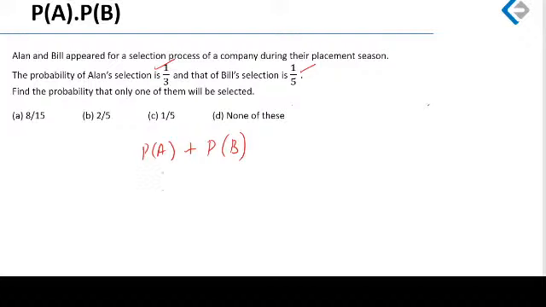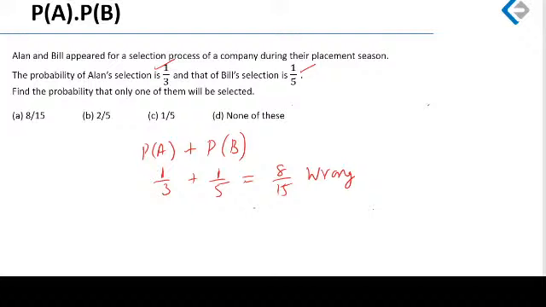If you do this question, the probability of Alan getting selected is 1 by 3. The probability of Bill getting selected is 1 by 5. And then you just add them up and say that, okay, therefore this is going to be 8 by 15. The answer would be wrong. This is a common mistake people make.